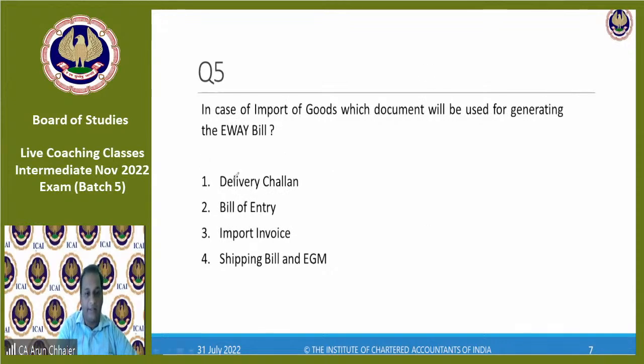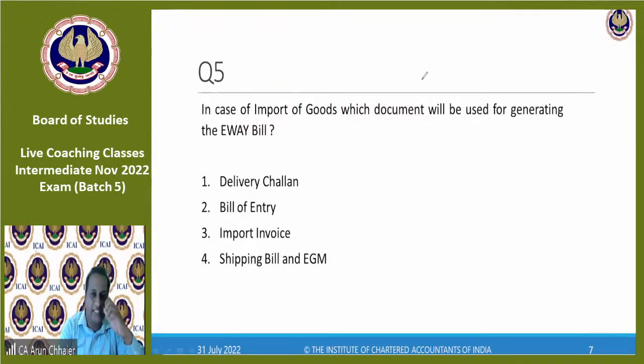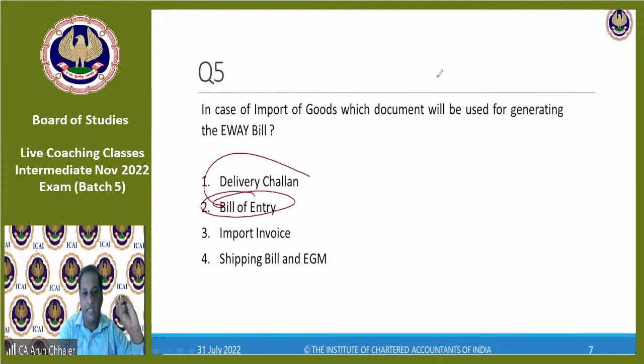Import, I think I have not discussed, but always remember in case of the import of the goods, the document would be the bill of entry on which you will generate the e-way bill. It is not written in the notes, or I have skipped it. Earlier, we were allowed to use the delivery challan, but now only the e-bill of entry would be used in case of the import of the goods to make the e-way bill.